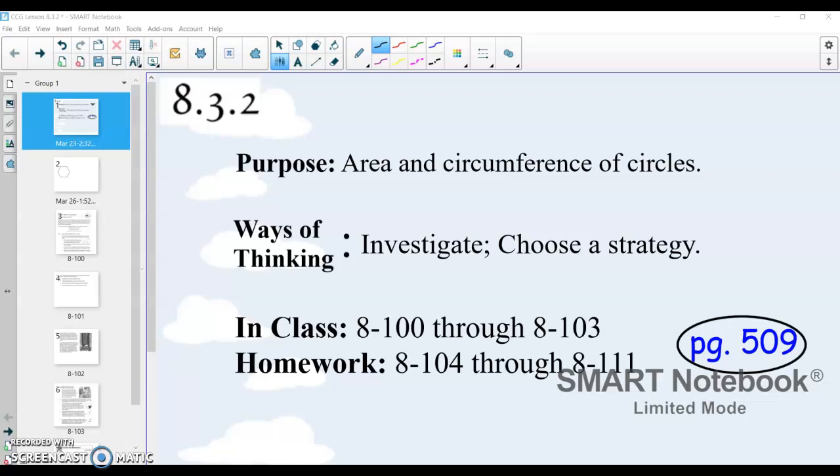I have to do these in 15-minute intervals, and so I'll see how far I can get in this 15, and then post another one if I need to. I think I will. But this lesson, 832, is about finding the area and the circumference of circles.